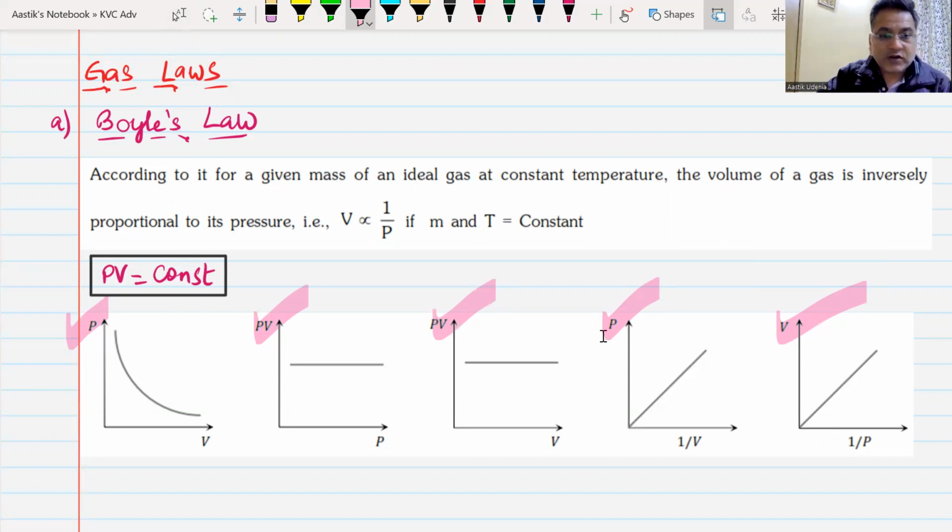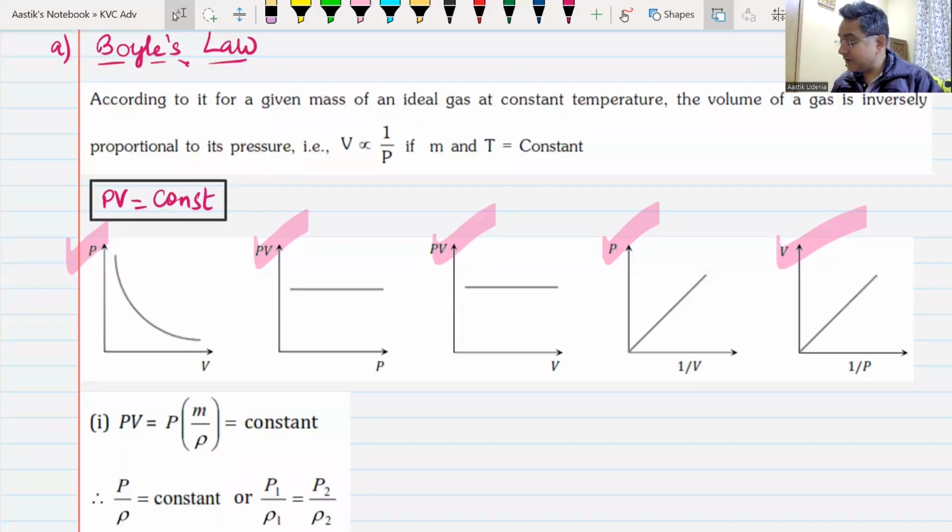P into V is a constant. This is one way you can write Boyle's law. But there are different ways in which you can write Boyle's law. The second way is given here. P by rho is a constant. That is also one way of writing Boyle's law. Yes or no? Do we understand this?